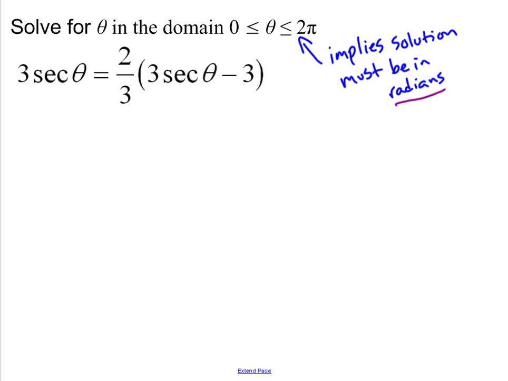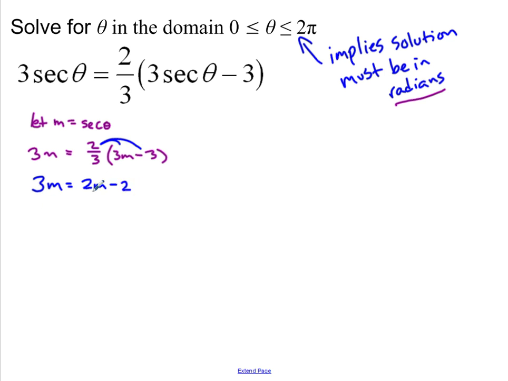Okay. If you want to use that same technique with the m, you may. You don't have to do it this way if you don't like it, but I'm going to do it. I'm going to write let m equal the secant of theta. Okay, so 3m equals 2/3 times 3m minus 3. We're going to distribute here. So we've got 3m. 2/3 of 3 is 2, so 2m minus 2.